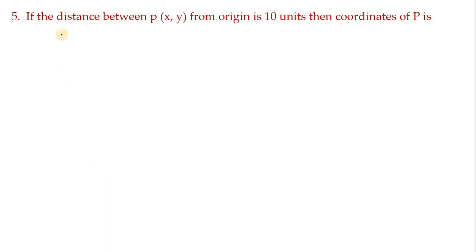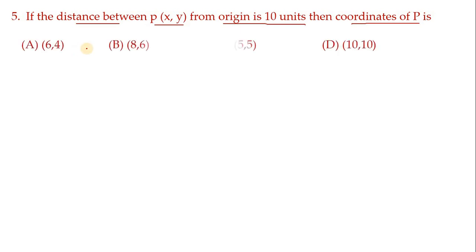Move on to the next one, children. The distance between P(x, y) from origin is 10 units. Then the coordinate of P is. So these are the options: 6, 4; 8, 6; 5, 5; and 10, 10. Children, first understand the problem. So the distance between P(x, y) from origin is 10 units. So here they are talking about origin.